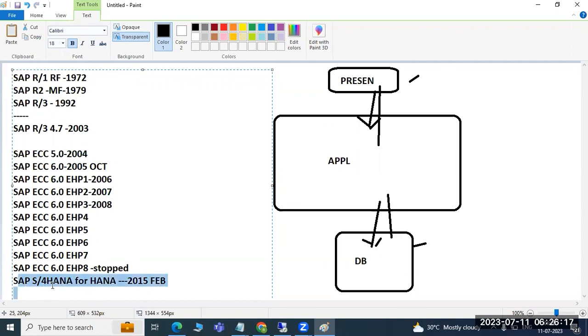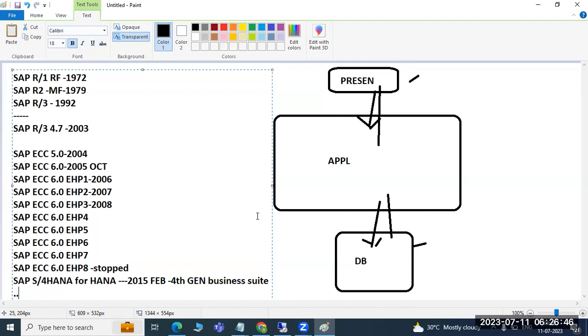They have renamed it to S4 HANA. It's like a fourth generation business suite. So it's dedicated to run only on the HANA databases as we speak.